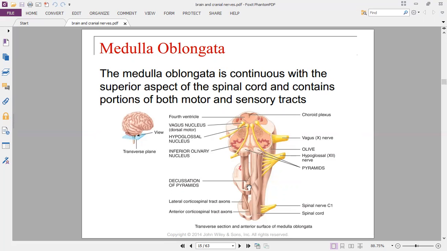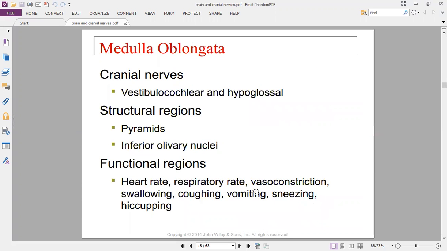For example, if you use your right hand for writing, it means the impulses being activated are from the left side of the brain that is controlling these actions. The medulla oblongata has cranial nerves, the vestibulocochlear and hypoglossal. Structural regions are the pyramid and inferior olivary nucleus.